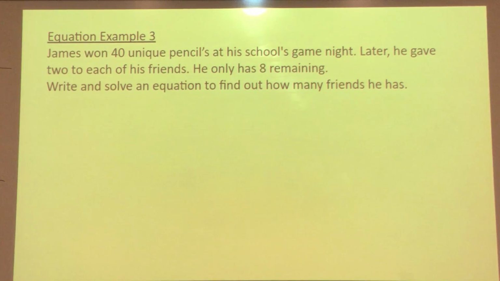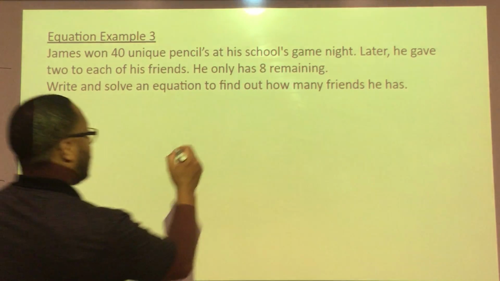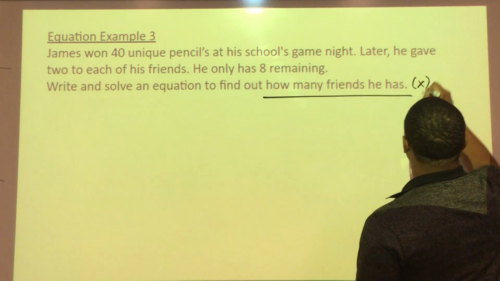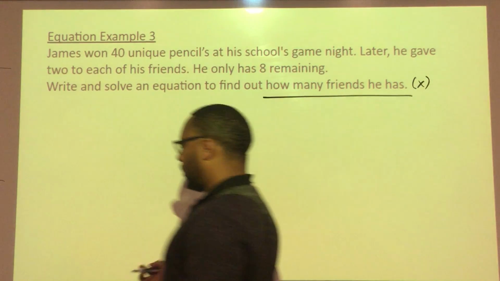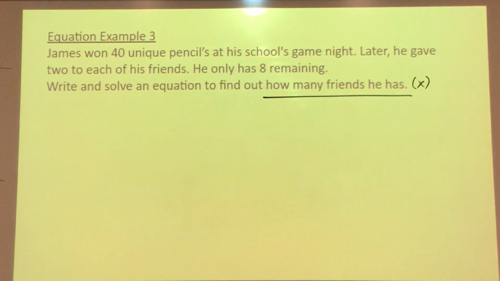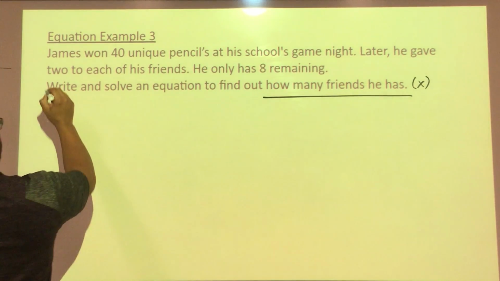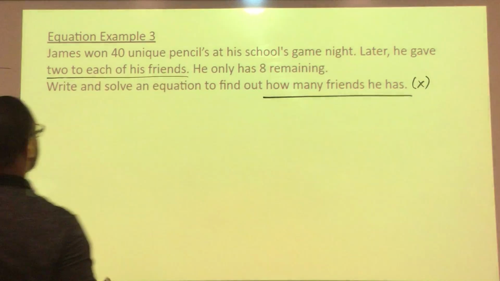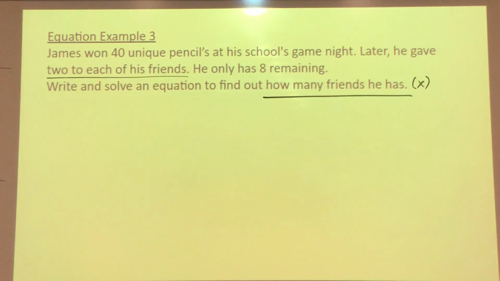Okay, so he won 40 unique pencils. We're trying to figure out how many friends he has. That is what my unknown represents. Now, did they give me any information that is closely related to how many friends he has? And they did. They told me that with those unique pencils, he gave 2 to each of his friends. So that's very important information.